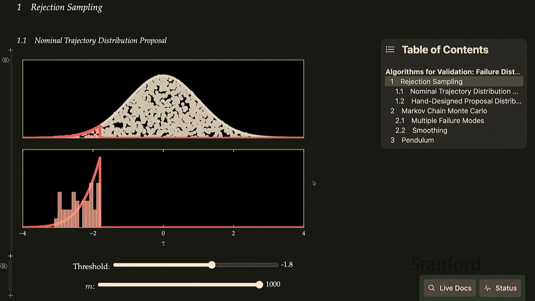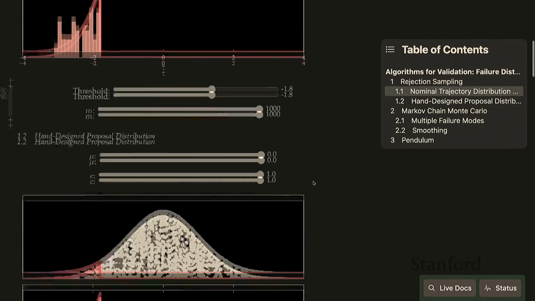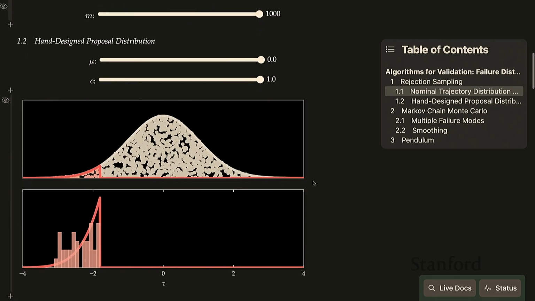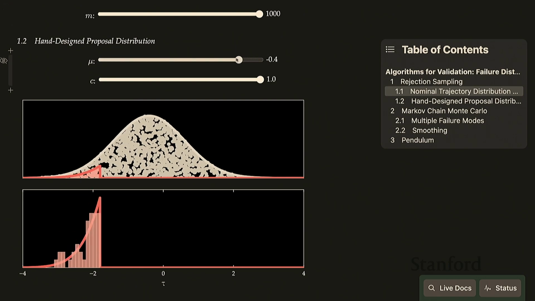And so we might be able to do better if we select a new hand-designed proposal distribution. So here, what I'm going to do is control the mean of this proposal distribution, and then we'll control this value C that tells us how tall that distribution should be. There's already kind of an option because I'm already at 0 here, but which way should I move the mean? Yeah, to the left. Okay, I didn't really have an option to move to the right.